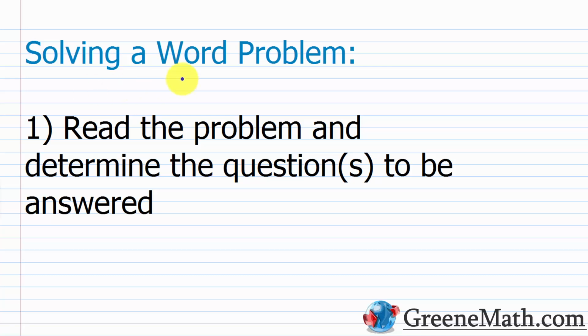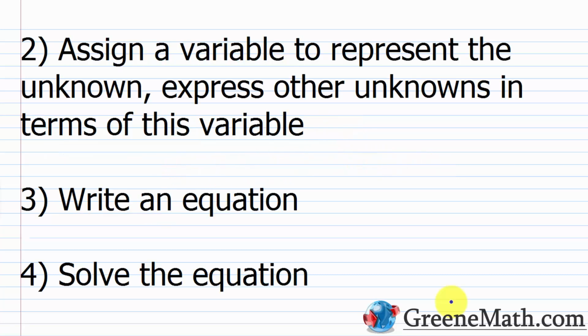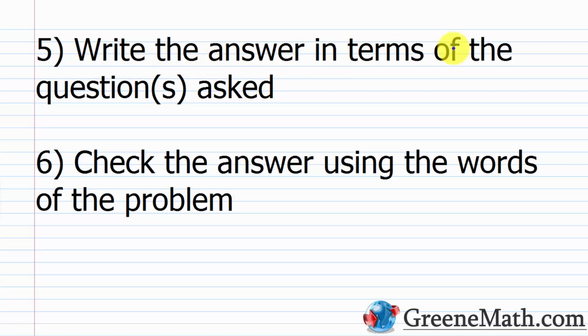So again, for solving a word problem, the first thing we want to do is read the problem and determine the question or questions to be answered. Then the next thing we want to do is assign a variable to represent the unknown. And for the scenarios we're going to have today, we can express other unknowns in terms of this variable. Then the next thing we want to do is write an equation, and this is based on the scenario we're given. Then we want to solve the equation. Then we want to write the answer in terms of the question or, again, questions asked. Then lastly, we want to check the answer using the words of the problem. Just make sure that things are reasonable.